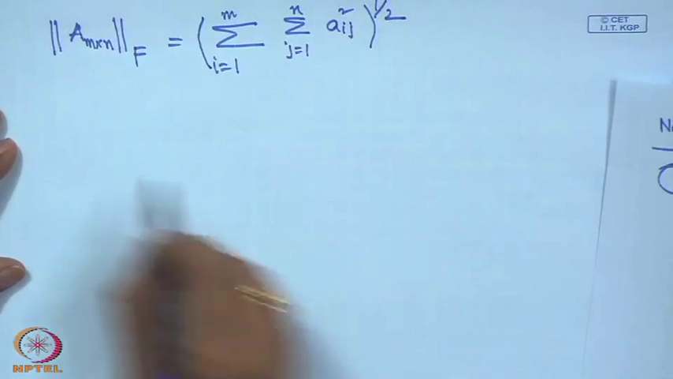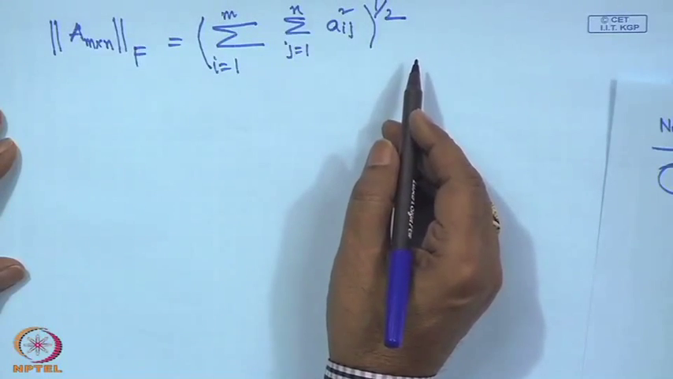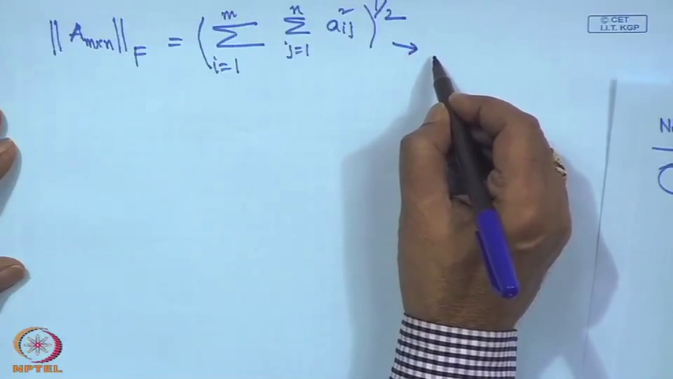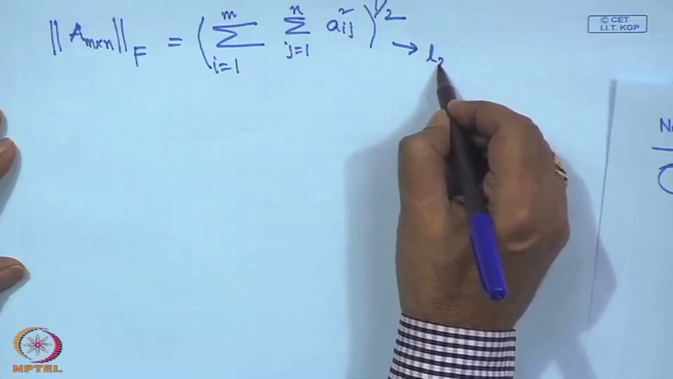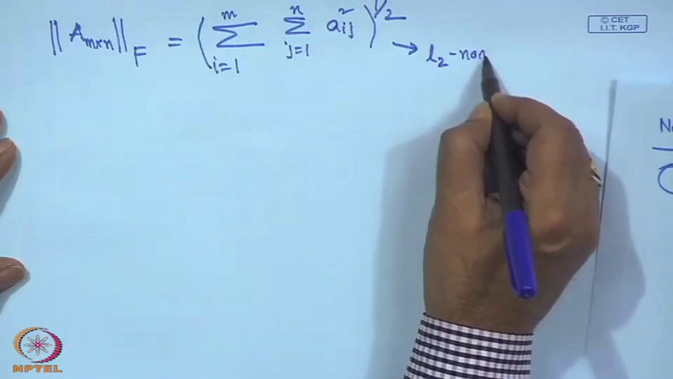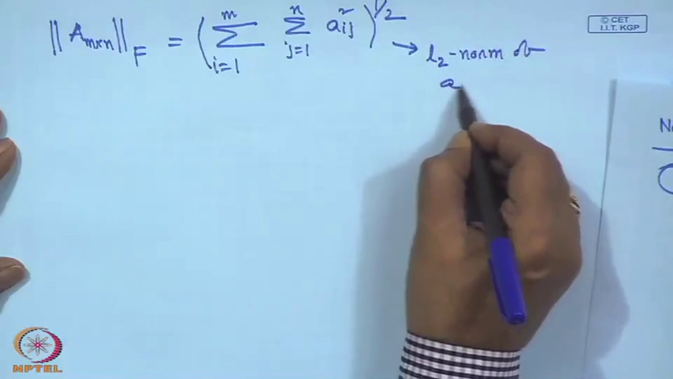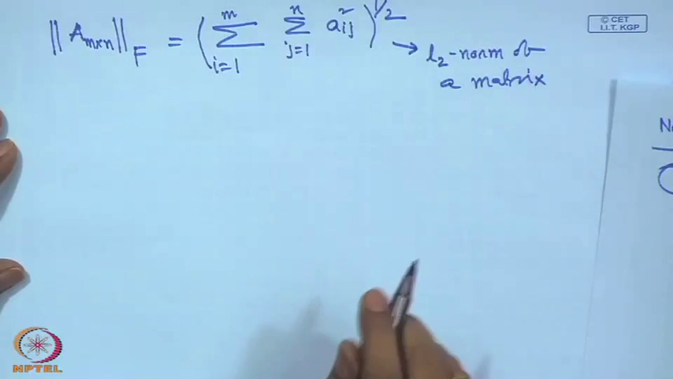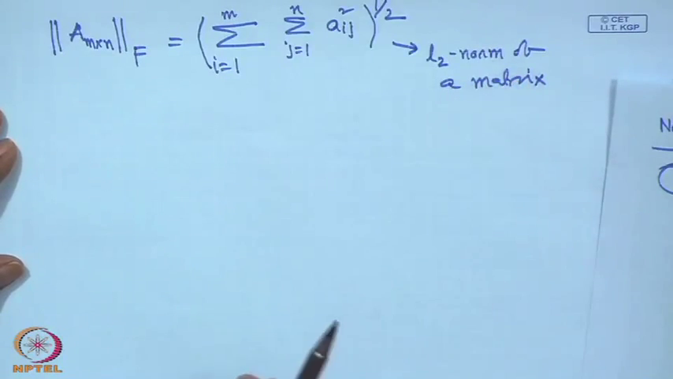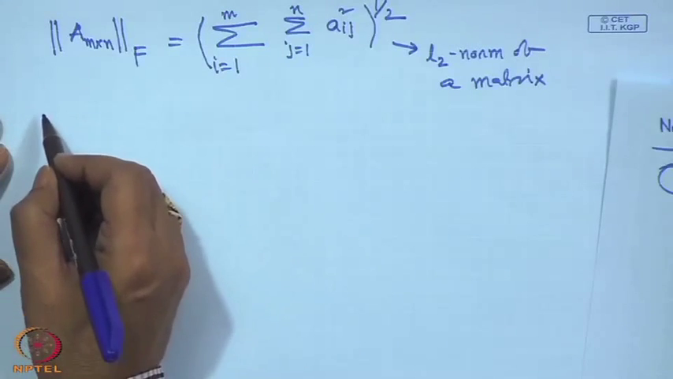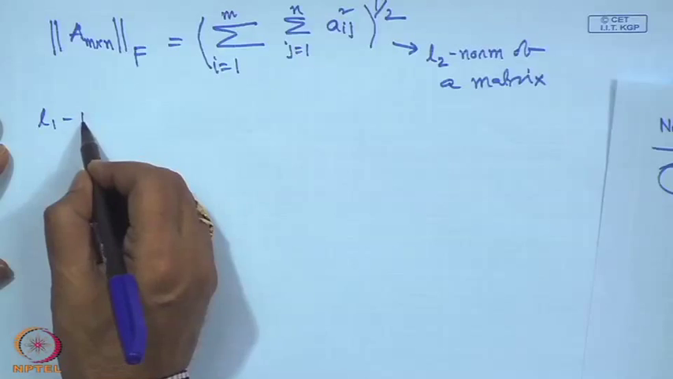So, if you see, it is like the L2 norm. It is the L2 norm of a matrix. Just like the L2 norm of a vector, the L2 norm of a matrix is called the Frobenius norm.